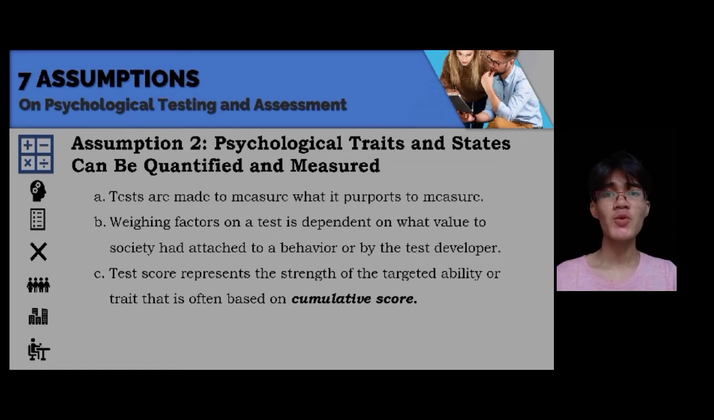Since we have already put weight on the scoring and the traits that are measured have been clearly defined, it can now be measured. It is mostly done using the test score that represents the strength of the targeted ability or trait, which is often based on the cumulative score, or the running sum of the proportion of times specific scores occur compared to the total number of individual score occurrences in a set of data.